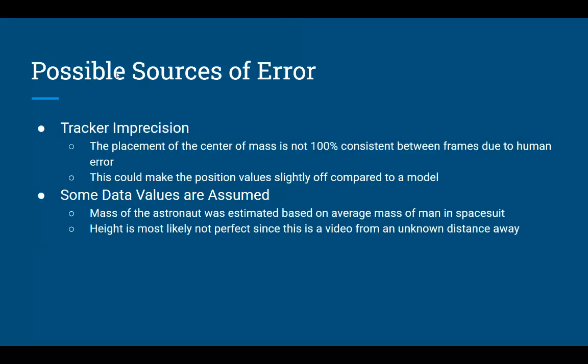So let's look at some possible sources of error. It could be Tracker imprecision, in that the placement of the center of mass is not 100% constant. The video is very grainy, and I definitely did not click in the exact same spot on the astronaut every time. And then some values are assumed. Like I said, the mass of the astronaut was an assumption, based on the average mass of a spacesuit. The height is also most likely not perfect, since we're looking from a distance, and we had to guess what that was in Tracker.